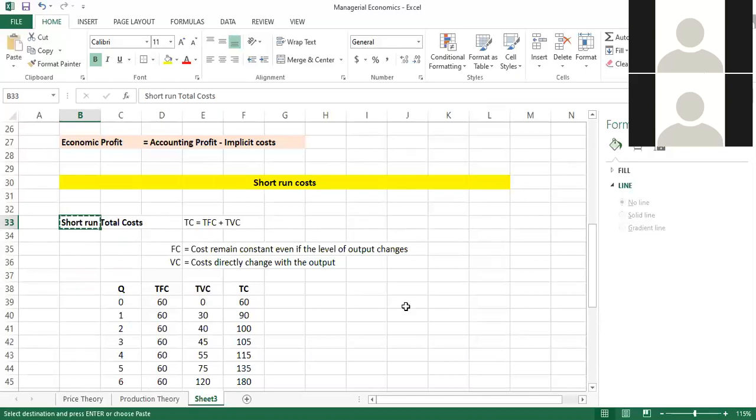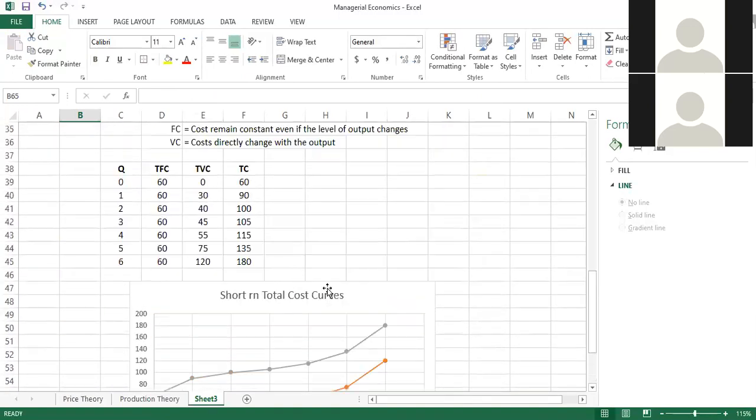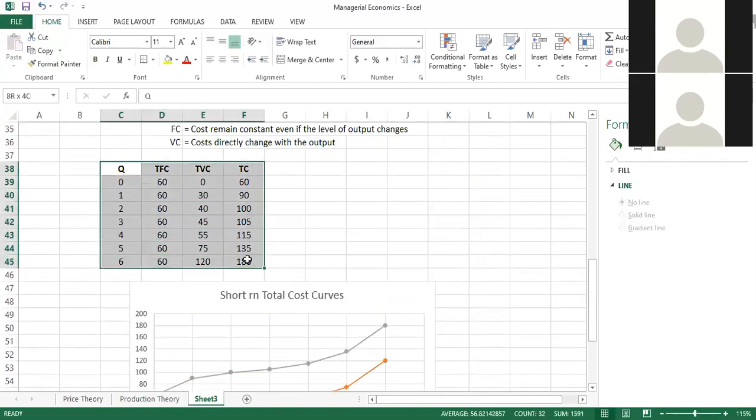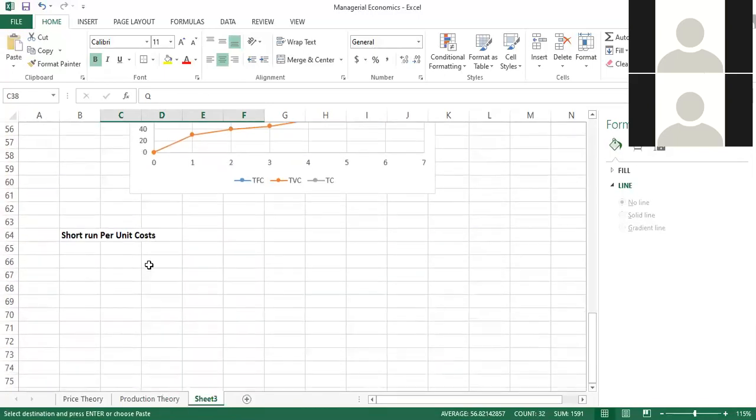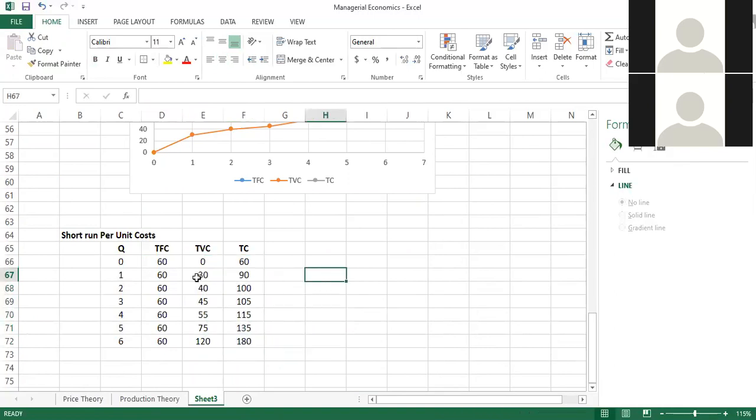But these short run total costs are very important to analyze the profitability of a firm. But in order to analyze the profitability, it is more important to analyze short run per unit cost curves. So what are the short run per unit cost curves? Based on these values, we can identify a number of short run per unit costs. We can derive them from these total curves.